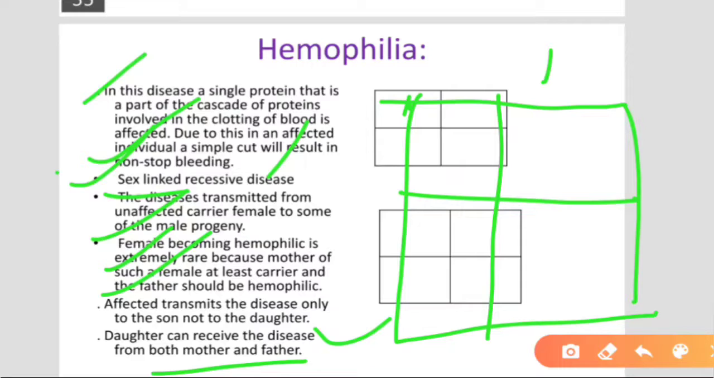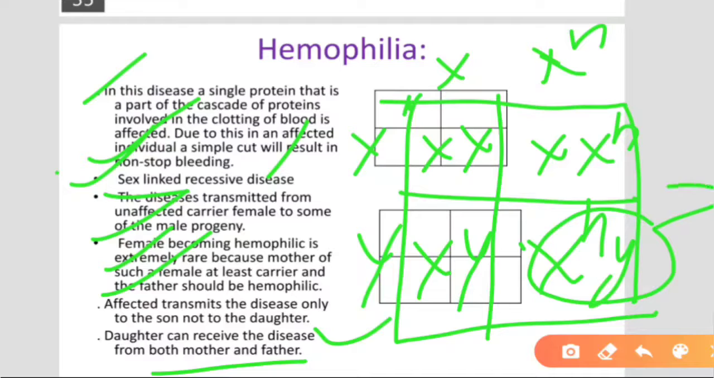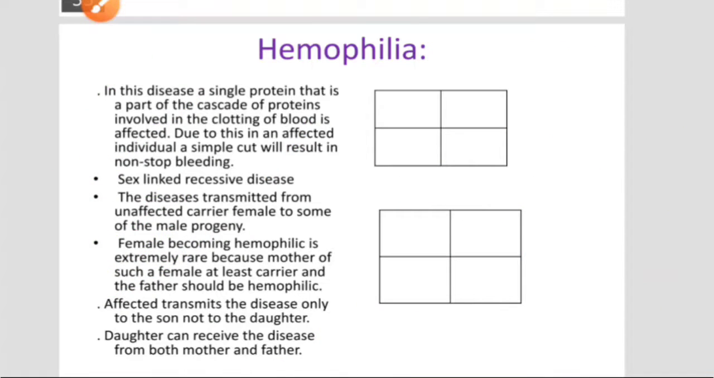Suppose this is the female, XX normal, and this is the male, XY, meaning a normal father and a carrier female. Then what happens? XX, X^H X, XY, X^H Y, right? H is for the hemophilic gene. You can see this male offspring is affected. This is diseased. This female is a carrier. It is not diseased because it is a recessive disease.